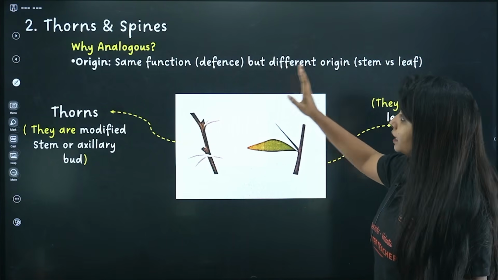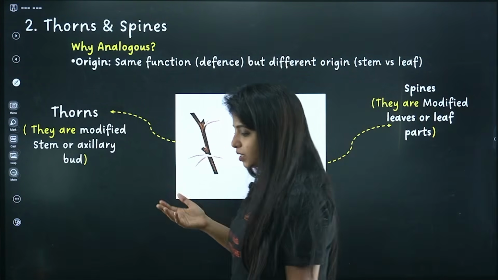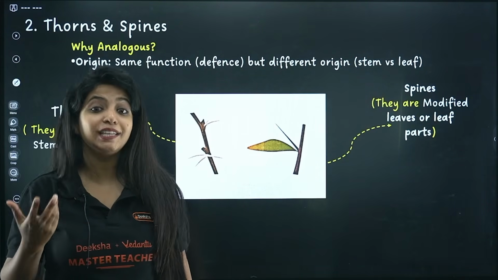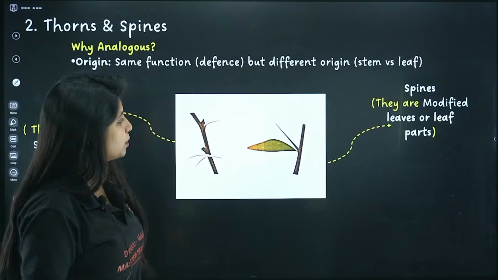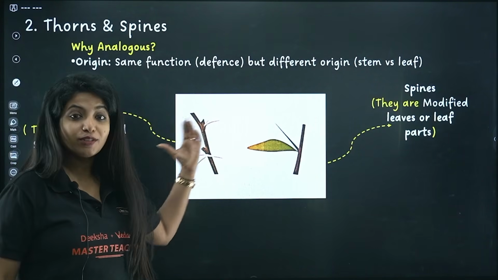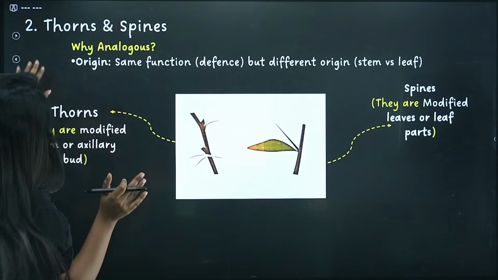So same function, that is defense, but different origin is there. That is why they have different names, that is thorns as well as spines. Okay, so you can remember leaves. No, that would not be useful. So you can guess with the help of the picture. And if at all you see this picture, just understand and write it out. That's all. Cool? Works? Fine.